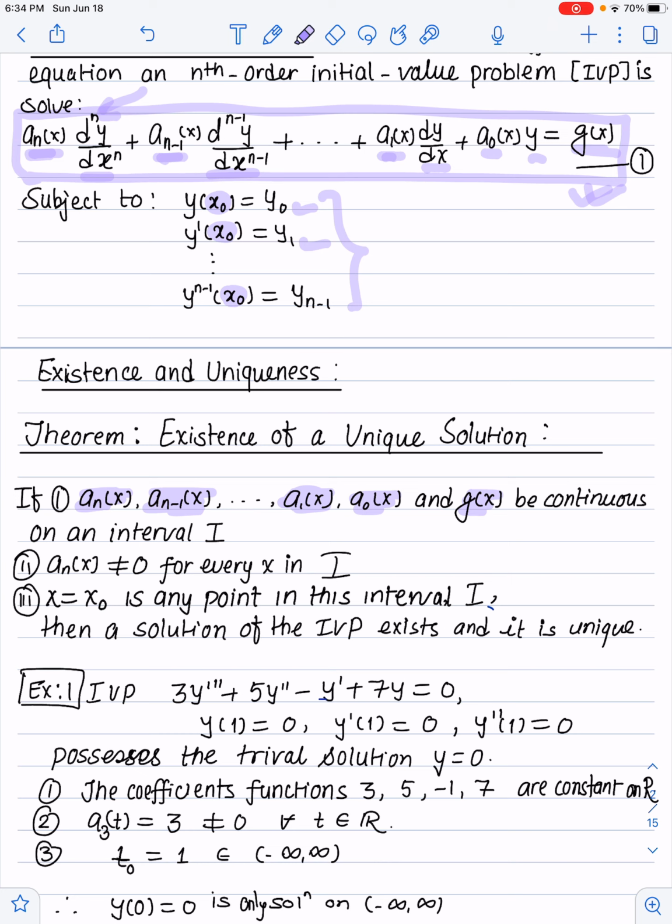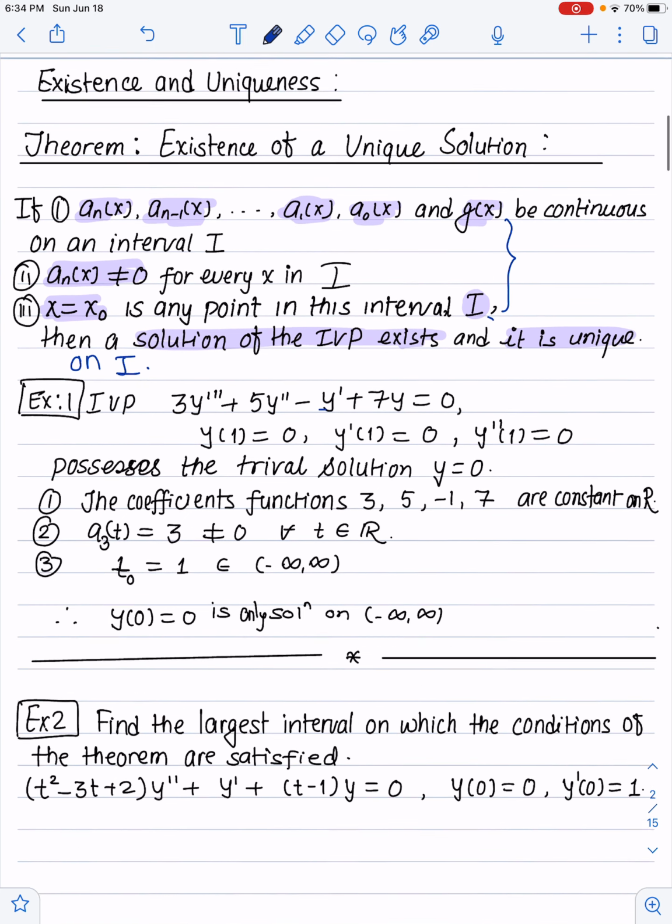The next property is that a n of x is not equal to 0. This means the coefficient of the nth derivative should not be equal to 0 on that interval. The third is that x equals x naught is any point on this interval. Then we say that the solution of the initial value problem exists and is unique on that interval. So if these three conditions hold, then this initial value problem has a solution and it is unique. Let's look at an example.